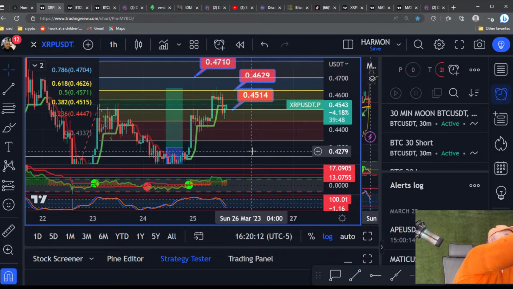So that right there would have been 7% for you, right? So let's say if you had 7% and you had a 20x, right? That would be 140% on one trade. So you would have doubled your money in one day, right? That would have been traded.